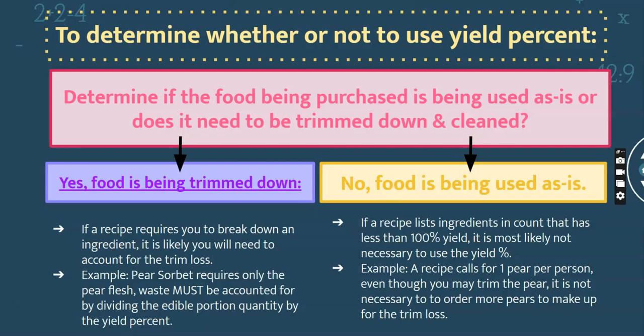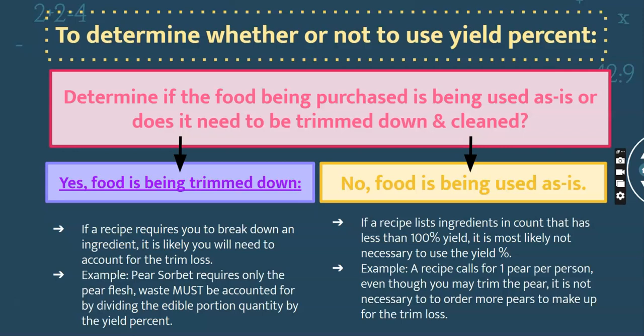So on the left side, if your answer is yes, food is being trimmed down, then you most likely need to account for the trim loss, depending on how the recipe is written. So for example, if a recipe is written that you need 15 oranges, and you just need to peel them, but each individual person at an event is going to get one whole orange, then you don't need to account for that. But if the recipe called for 15 cups of oranges, then you would have to account for the trim loss. So it's different in each scenario. That's why there's not one size fits all. You just need to be able to read the scenario and determine if you need to use it.